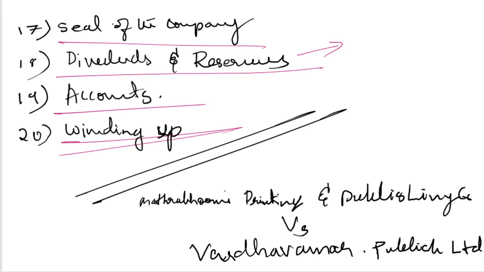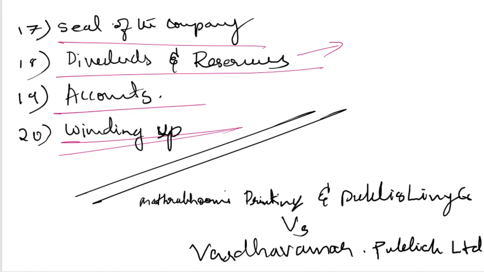So the memorandum and articles of association of a company are to be registered with the registrar of the companies. Both should be registered with the registrar of the companies, and on registration they become public documents. So they are open for public inspection in the office of a registrar of a company on payment of the prescribed fee. But memorandum of association, you can download it from a company's website.